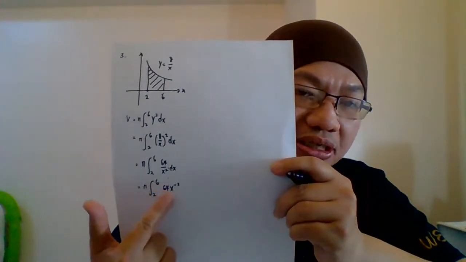Now you can start your integration. So how do we integrate this? Very easy. So you're supposed to get x negative 2 plus 1, negative 1. Then you're supposed to get this one. Okay, you are supposed to get this.